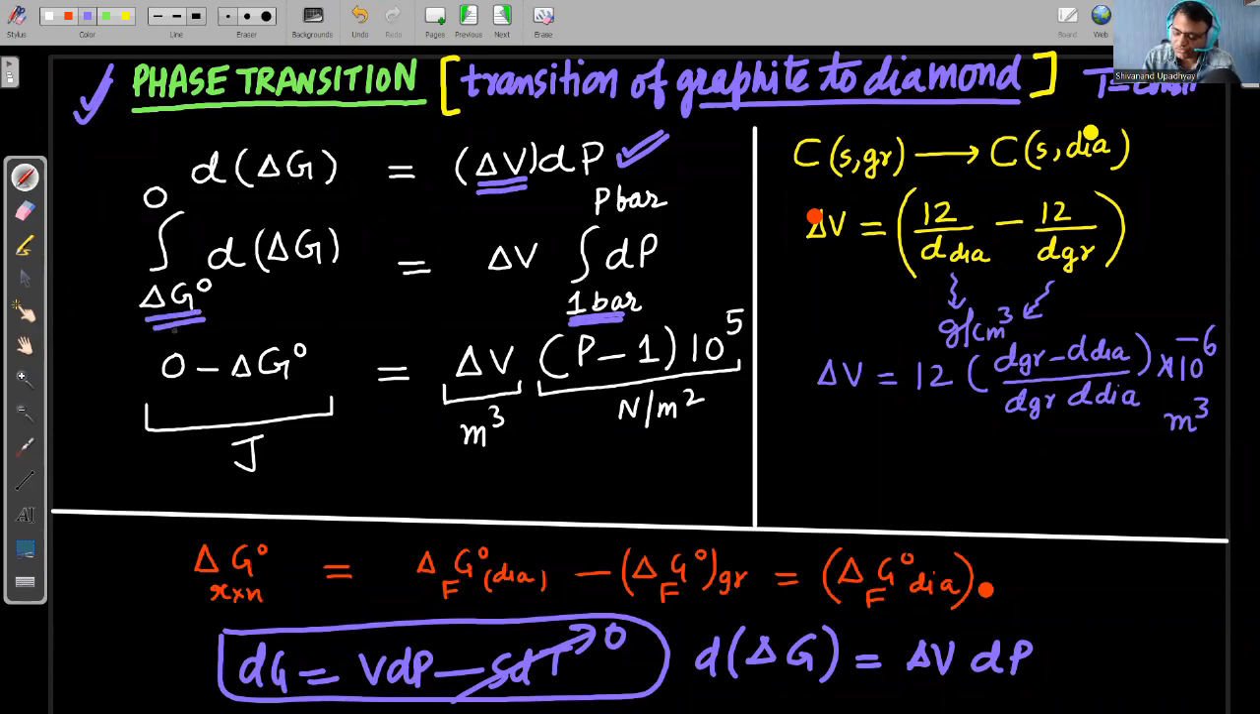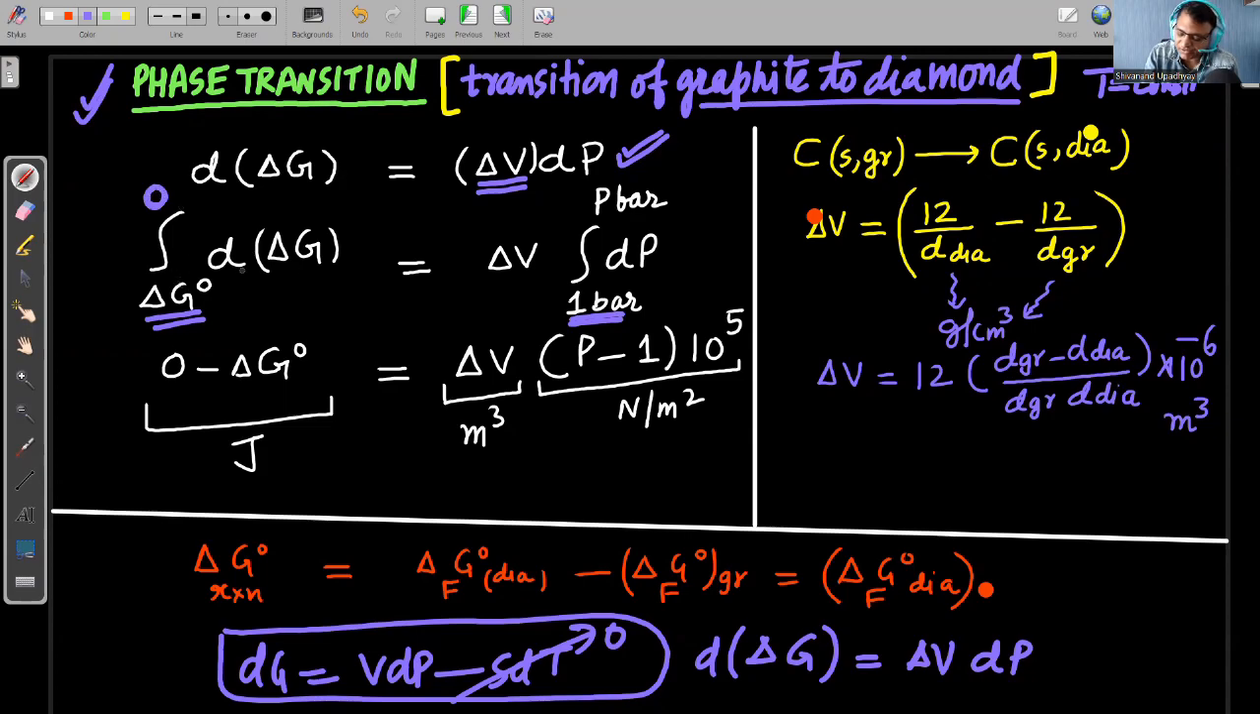And we want to know when this process will be spontaneous. So we are finding the first limiting condition, when equilibrium will be 0, right? It means we'll find the pressure when there is an equilibrium between graphite and diamond. Then if we increase the pressure by a small quantity, this process will become spontaneous. So as the limiting condition we put delta G, when graphite and diamond are at equilibrium, equal to 0.